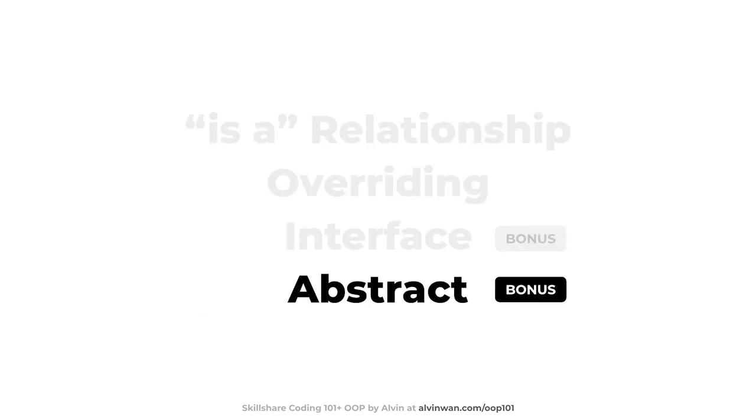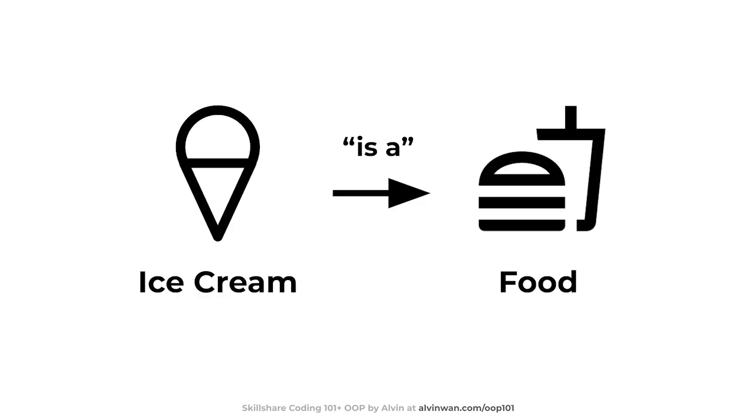Our last concept is an abstract. An abstract also defines expectations for a subclass. However, it may implement some methods and leave other methods unimplemented. Here, the food abstract implements the eat method and specifies an add method without implementing it. Ice cream subclasses the food abstract and fills in the add method implementation.